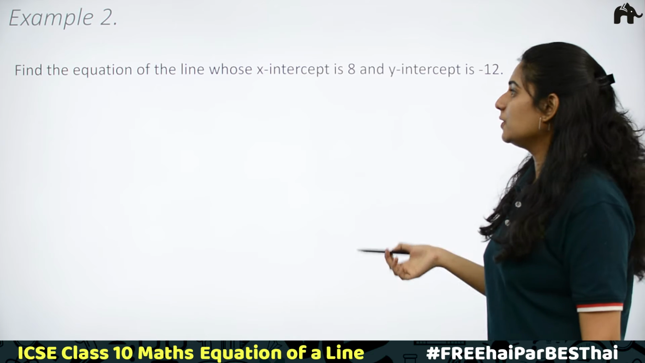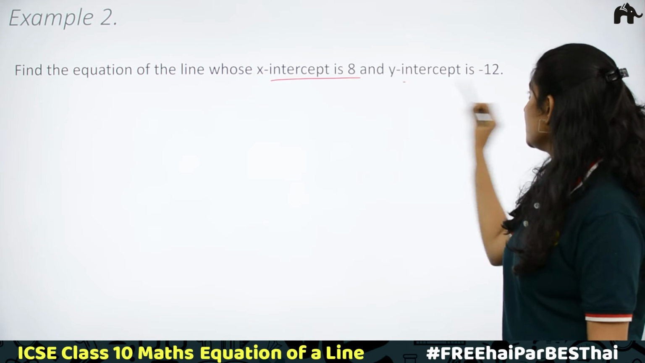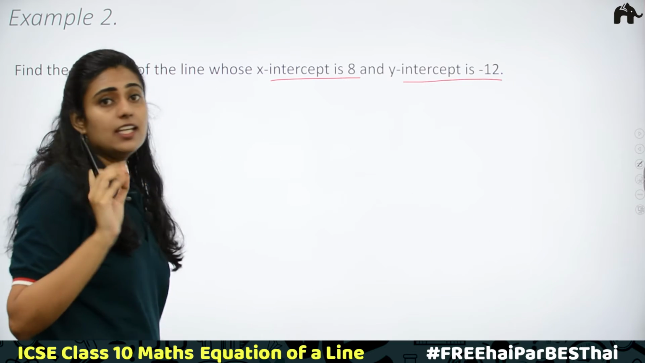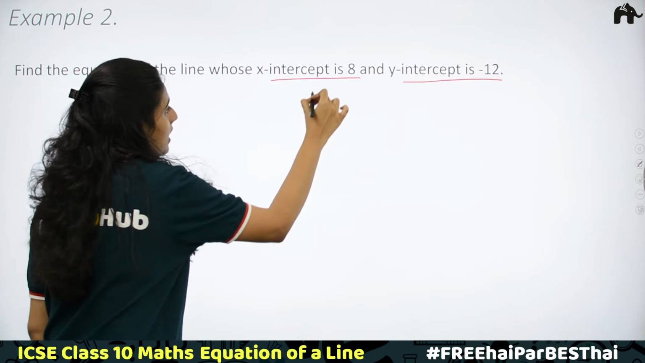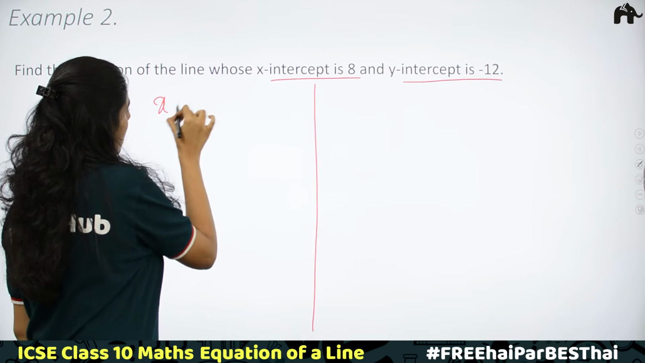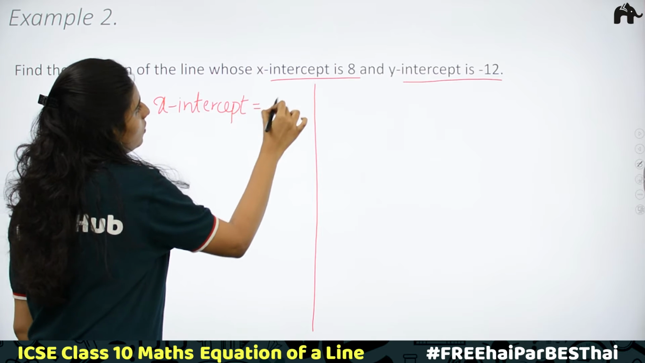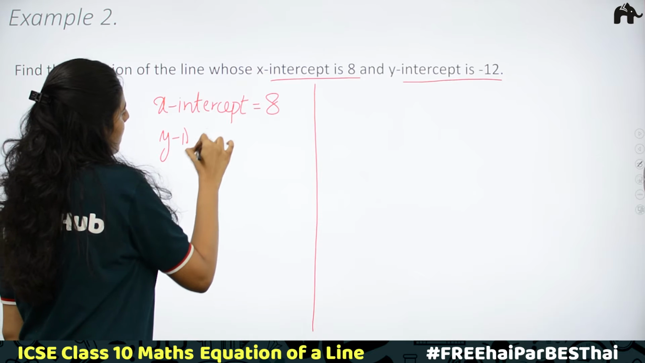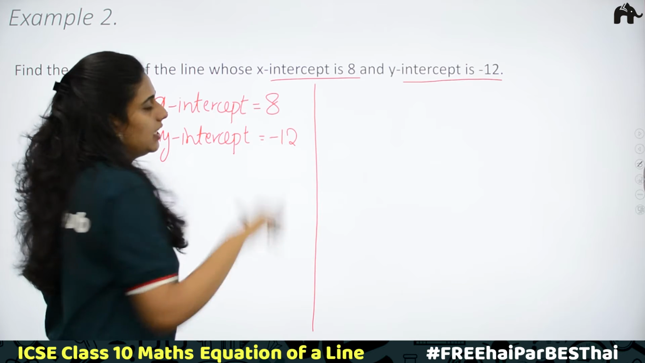Next, example 2: find the equation of the line whose x-intercept is 8 and y-intercept is minus 12. Here in this question, neither the inclination nor the slope is given. We need to find the equation of the line. What are the given quantities? We have x-intercept equal to 8 and y-intercept is given. Y-intercept is equal to minus 12.